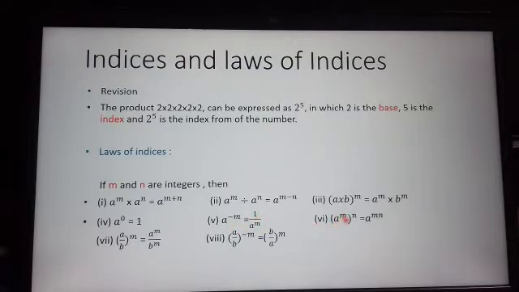Sixth, a raised to m to the power n will be a raised to m into n, that is a raised to mn. And seventh is a upon b to the power m, which means a raised to m upon b raised to m. And the last one is a upon b to the power minus m, which means b upon a to the power m. These are some laws of indices which you must know. That's why it has been given to you.